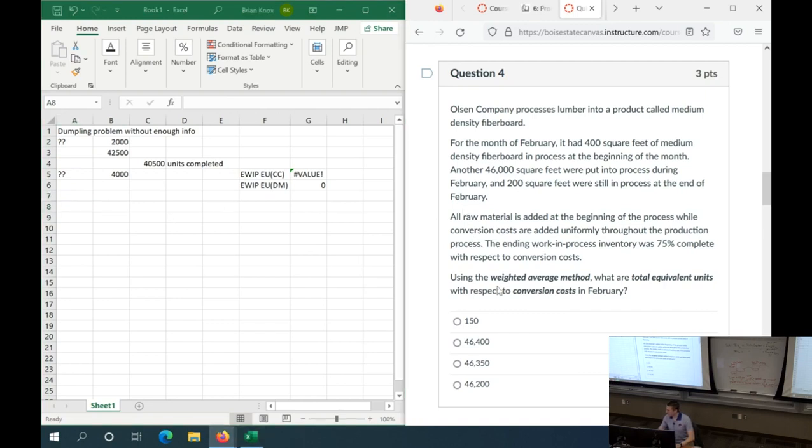All right, this one is also weighted average, looking for TEU. Now it's looking for TEU with respect to conversion costs. Okay, so this is CC TEU problem. And this one is a paper airplane problem. I see right here, all raw material is added at the beginning of the process. Conversion costs are added uniformly throughout the production process. All right, that second part of this, it just means I'm going to give you a percent.